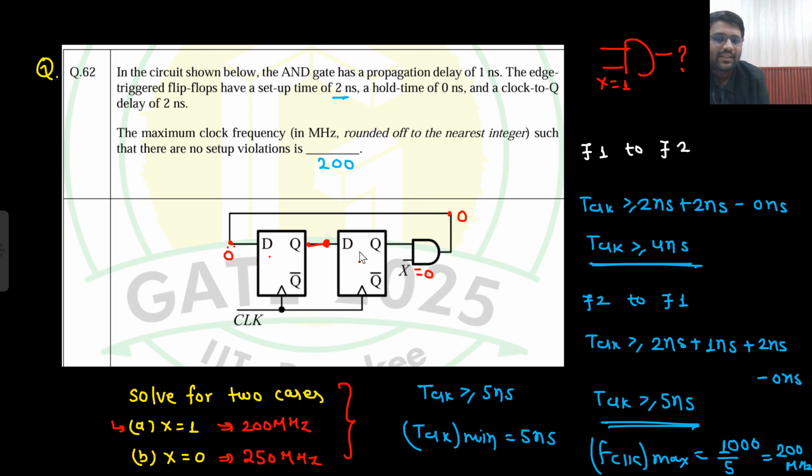Just I have reached here, I will ask him what is your setup time. He will say 2 nanosecond. So I will add up 2 nanosecond. Then I will ask him how much time your clock is taking. He will say, sir, 0 nanosecond it is taking. So I will subtract 0 nanosecond. So my T clock would be greater than 4 nanosecond.